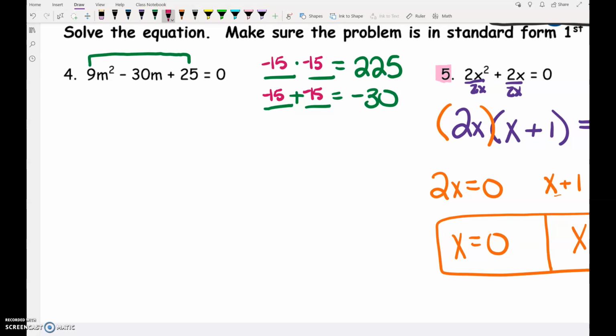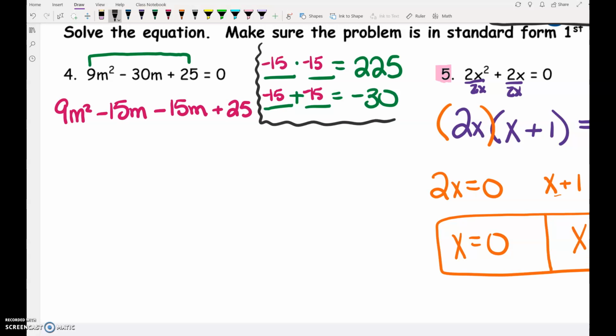So if we write our four terms, we got 9m squared minus 15m minus 15m plus 25. Split this down the middle. What do 9m squared and -15m have in common? 3m. Divided by 3m, divided by 3m. That would leave us with 3m minus 5. Okay, always make sure whatever symbol you have in front of the third term, use that symbol.